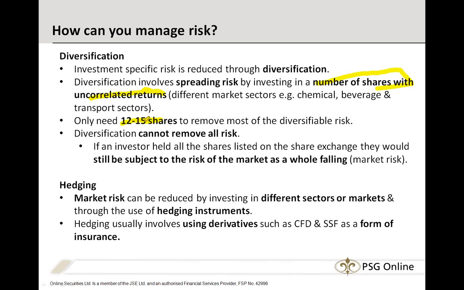So that's one way of doing it, is diversification. The other way is using hedging. And this is where maybe derivatives like single stock futures and CFDs come in. It's a form of insurance. Okay, so it's diversification, hedging, and stop loss. Those are the 3 ways to manage your risk.